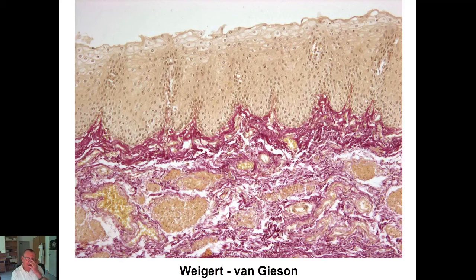Weigert-Van-Gieson can show red connective tissue. These red structures here are collagen fibers, and yellow are bundles of smooth muscle cells here. It is again a specimen of esophagus, but muscle in this case is yellow and connective tissue red, so it is very easy to distinguish them.